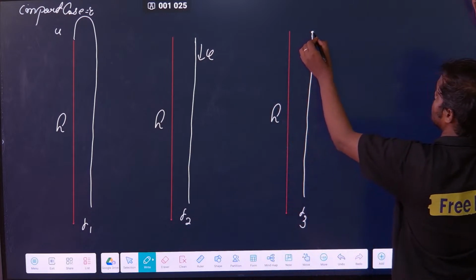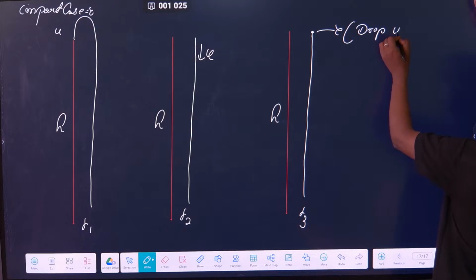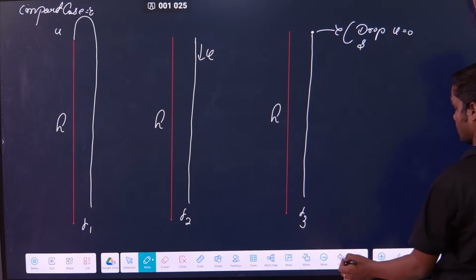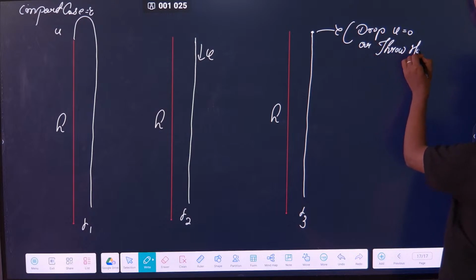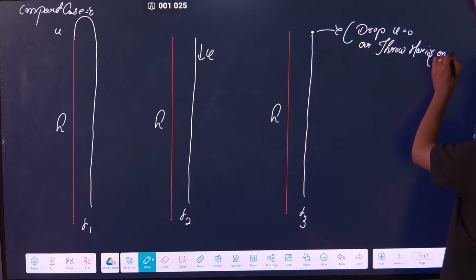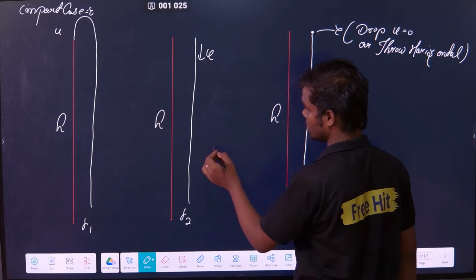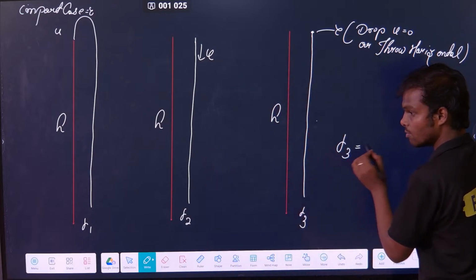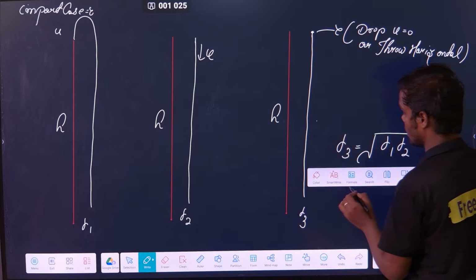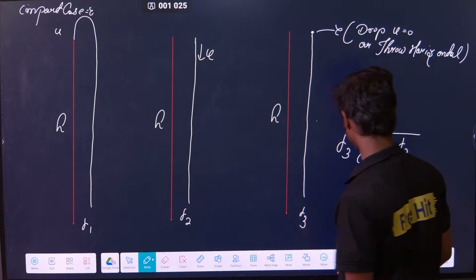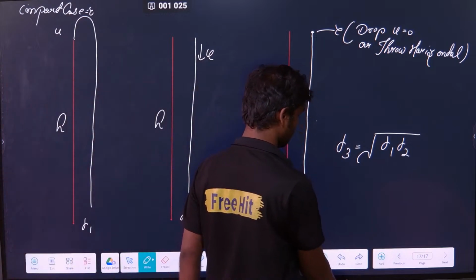Here we are considering two cases, either we drop it with u equal to 0, or throw it horizontally. And the time is t3. So what is the relation? Remember that the time t3 will be equal to the square root of t1 into t2. That is a very important relation, and that is the extra point I have given to you. Remember that t3 is equal to the square root of t1 times t2.